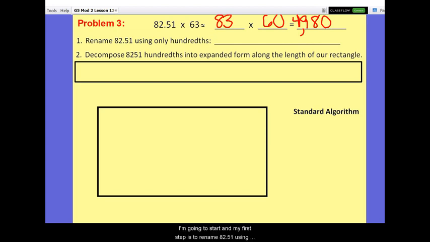I'm going to start my first step, rename 82 and 51 hundredths using only the unit of hundredths. And I will have 8,251 hundredths.